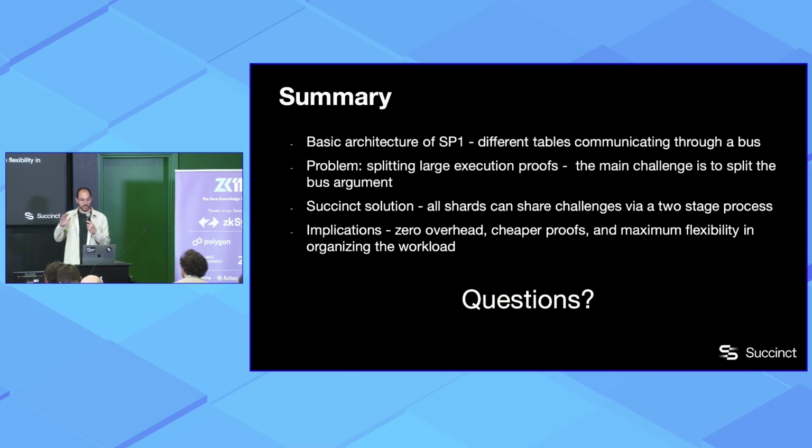We also have flexibility in organizing the workload, which we experimented with a little bit, and it could be beneficial. For example, some machines can be heavy and do the big tables, and some machines can do the small tables. So it's nice to have that. And that's basically all.